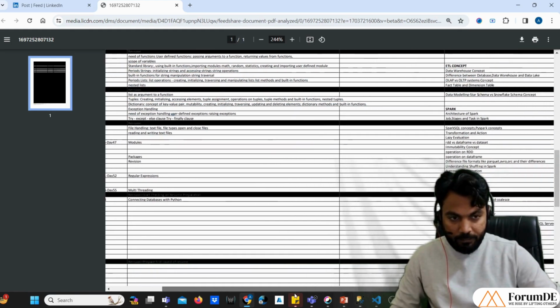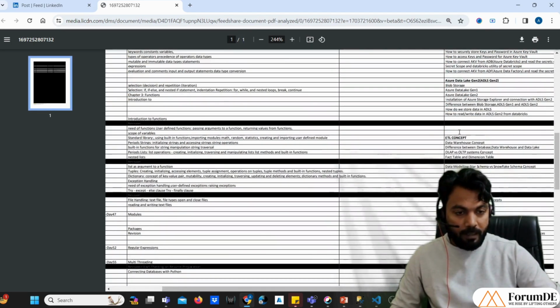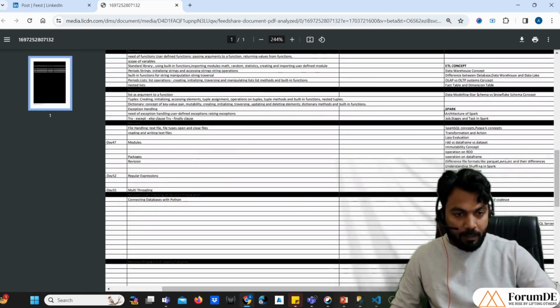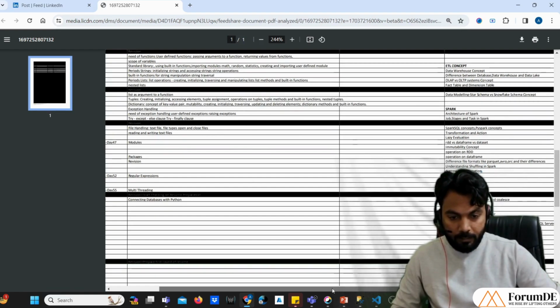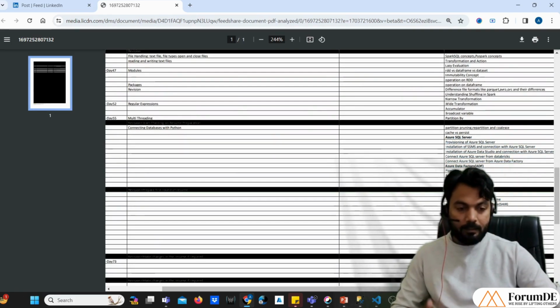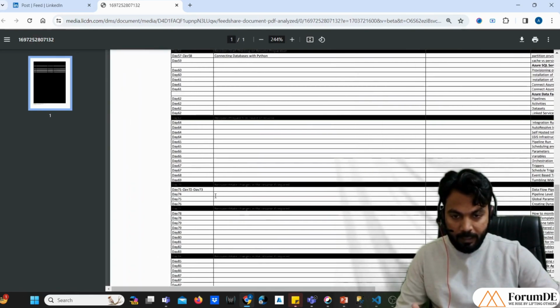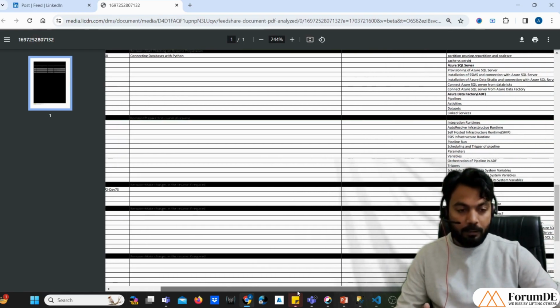And on the Azure side, we have covered many things like Azure Key Vault, Azure Data Lake Gen 2, ETL concepts, Spark topics. I have also mentioned the Spark topics that you need to cover, and Azure SQL Server, Azure Data Factory. All the topics I have mentioned, I have bifurcated at day level.